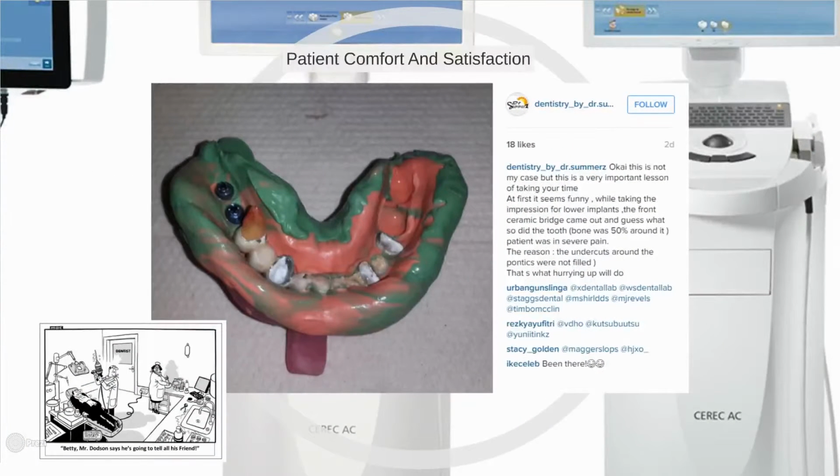When we're talking about the patient experience, I think this traditional impression right here illustrates how enjoyable a traditional impression can be. I have no doubt in my mind that the patient enjoyed having their PFM bridge and root pulled out of their mouth when taking impression for the two posterior implants.